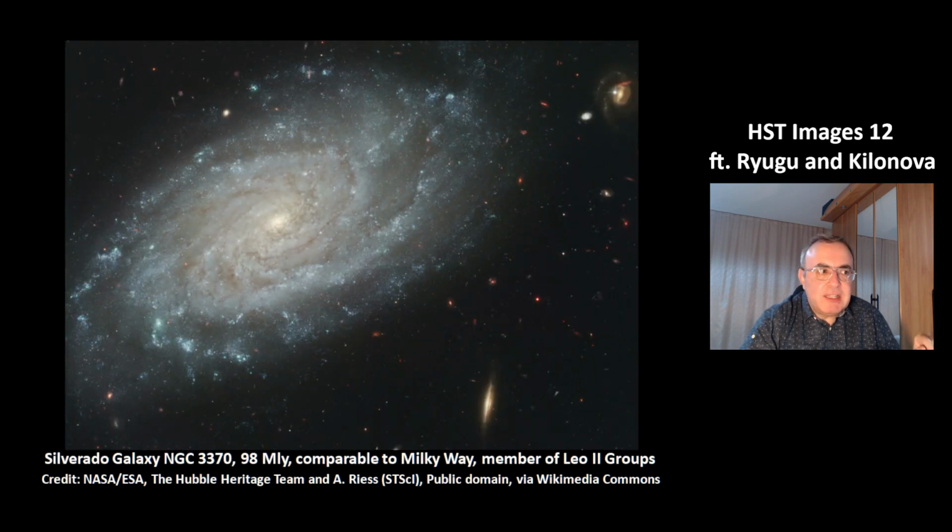This is the Silver Dollar Galaxy NGC 3370 at a distance of 98 million light years. This galaxy is comparable to the Milky Way, and it is a member of the Leo II group of galaxies.